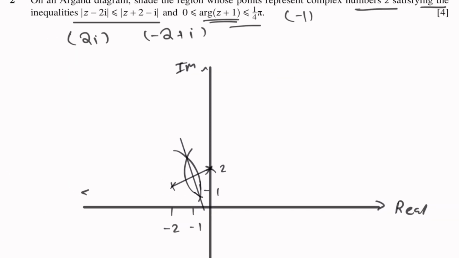Then you're going to have to draw, at z equals minus 1, right over here, an angle of 1 over 4 pi. So you're going to get your protractor and draw a line at 45 degrees. Now if I extend this and extend this, for it to be closer, the point has to be closer to 2i. And so in general, it has to be closer to this part.